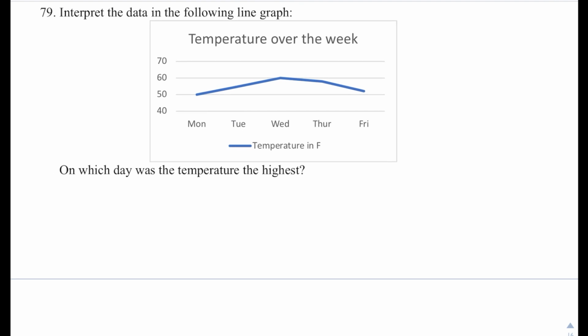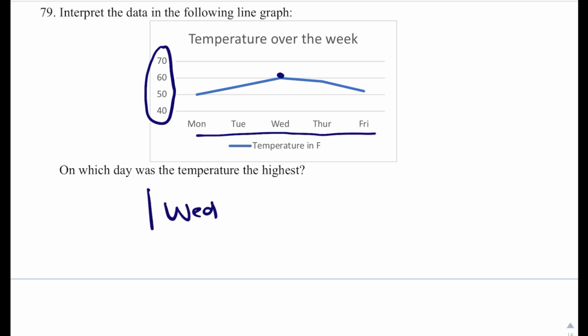Interpret the following line graph. On which day was temperature the highest? So we can see our temperatures over here. We can see our days down here. We can see right here is the highest temperature, so that's going to be Wednesday, and that is our answer.